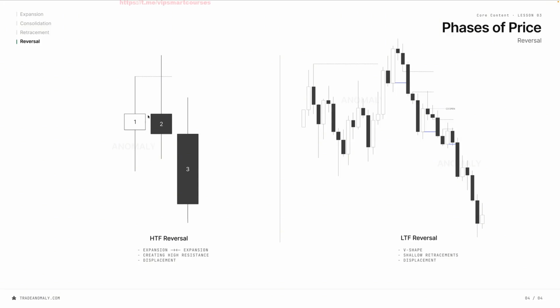What you want to see within this C2 candle is expansion met with expansion. The high of this candle created from high resistance from a key level and displacement away from that key level. On the lower time frame, you will see exactly that V-shaped signature, expansion into the key level, expansion away, because that's essentially what a reversal is. It's expansion into a key level and expansion away, right? Displacing away from that key level.